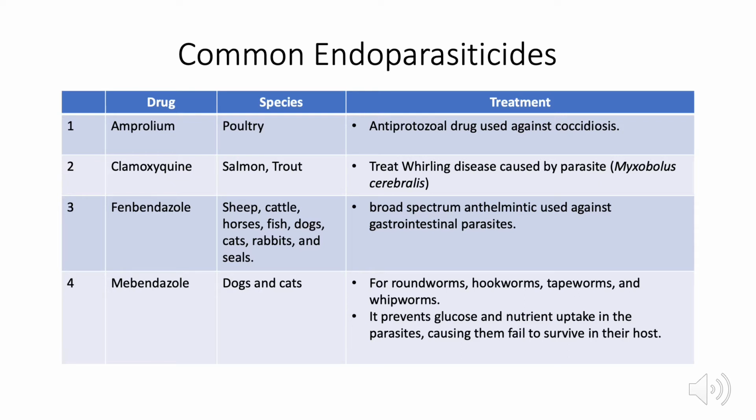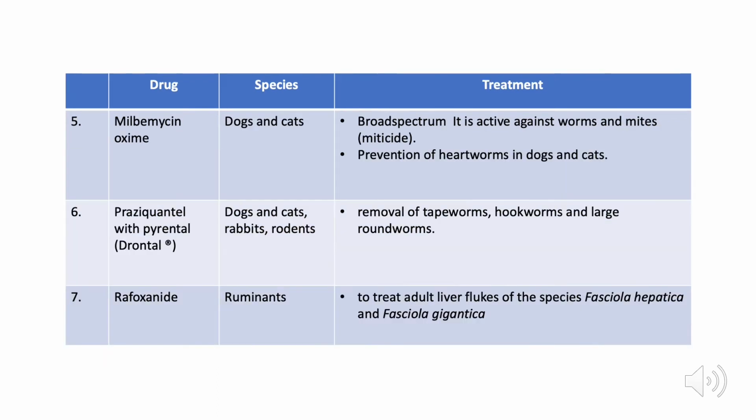Next is mebendazole. Mebendazole is an effective anthelmintic in dogs and cats. It prevents glucose and nutrient uptake in the parasites, causing them to fail to survive in their host. Ivermectin is active against a broad spectrum of roundworms. Its miticide spectrum includes Sarcoptes and Demodex.